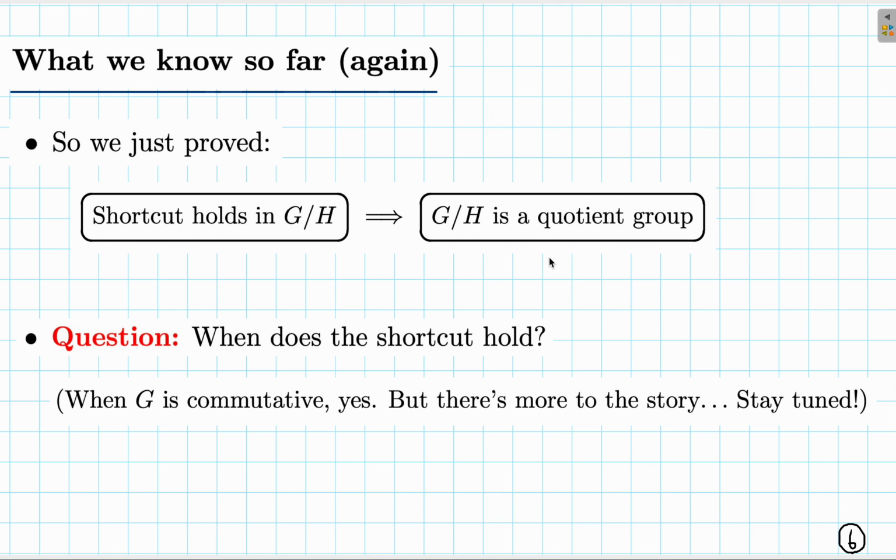We know a partial answer, when G is commutative, for instance. But we've seen that there's more to the story than that. So in the not too distant future, we will resolve this question. But for now, please stay tuned.